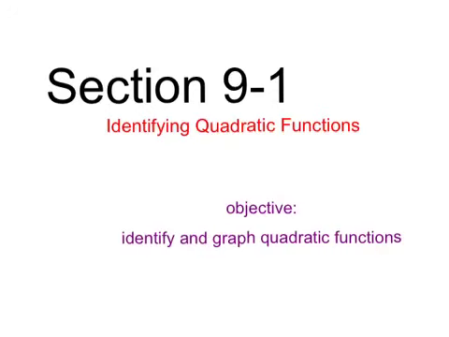Today we're going to talk about section 9-1, which is identifying quadratic functions. Among a few things, we're going to be able to identify what a quadratic function is, graph a function, and then learn about some characteristics of a quadratic function. There are certain things that a quadratic function possesses that some other functions don't possess, and we're going to talk about those in a little bit of detail.